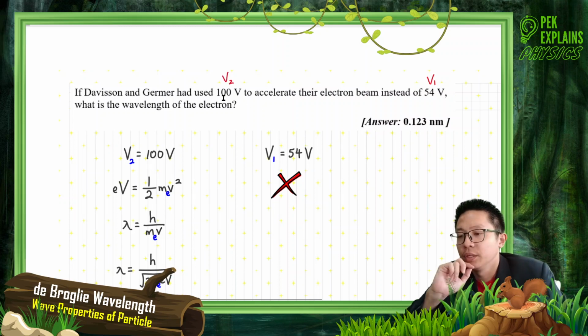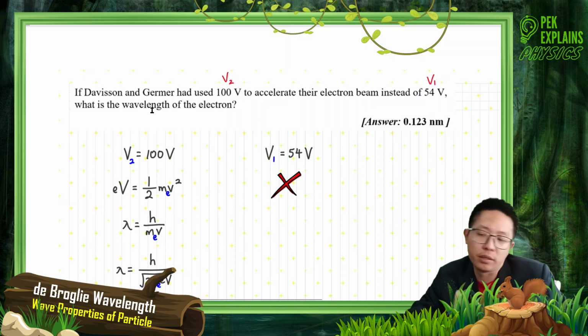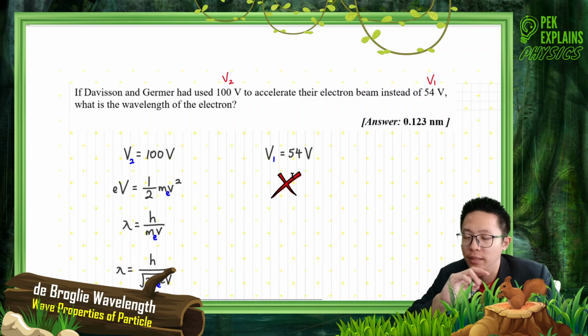100 volt. So here seems to have 2 conditions. So I better make it into columns, condition 1 and condition 2. Don't bother about below, I will explain about it later. So here you can see there are 2 conditions: the original condition and the new condition.